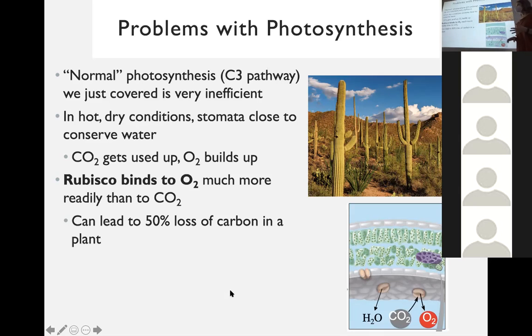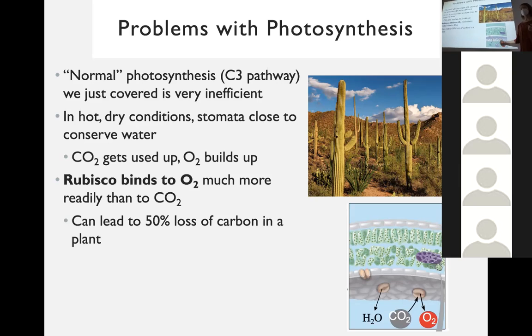So yeah, normal C3, very inefficient, particularly in really hot and dry climates. So think desert, or a lot of the plains of the US can be really hot and dry. What happens when it's really hot and dry is that plants don't want to lose water, right? They need water for this whole process to happen. In hot and dry conditions, those stomata, if you remember me mentioning them a while ago, are little pores in the leaf. They let gases in, but they also lead to water loss in a plant. So water will come out of those stomata. The stomata need to open to be able to take in CO2 for the Calvin cycle.